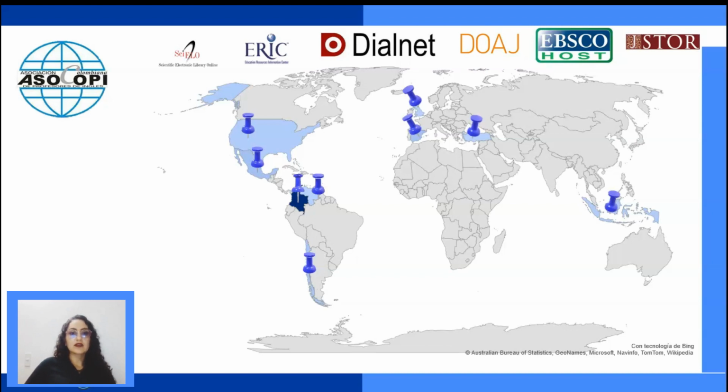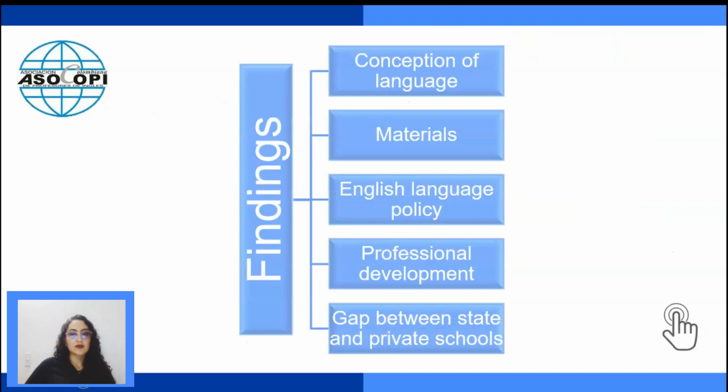The findings were divided into 5 categories. The first one was the conception of language, then materials, English language policy, professional development, and the gap between state and private schools.